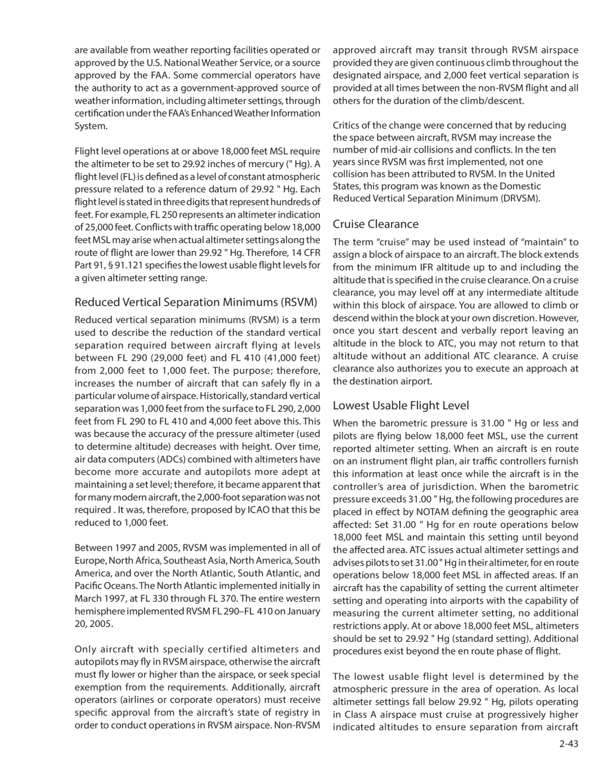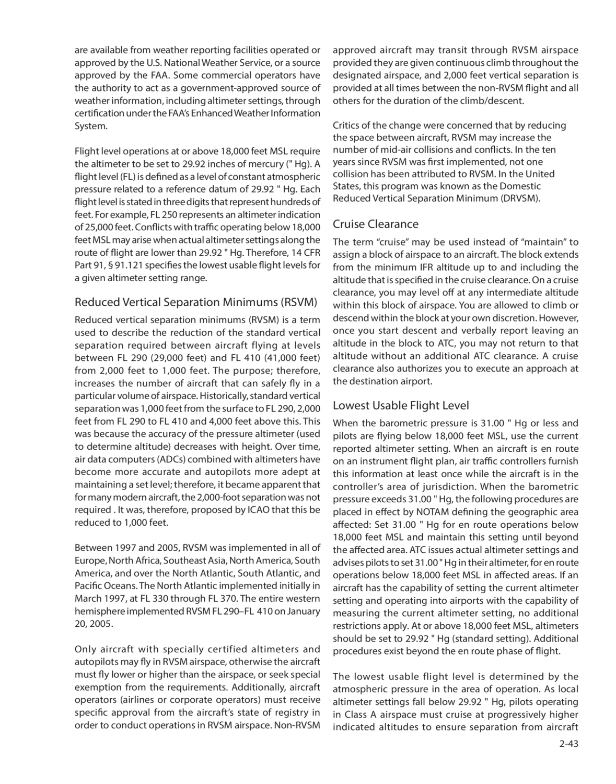When an aircraft is en route on an instrument flight plan, air traffic controllers furnish this information at least once while the aircraft is in the controller's area of jurisdiction. When the barometric pressure exceeds 31.00 Hg, the following procedures are placed in effect by NOTAM defining the geographic area affected. Set 31.00 Hg for en route operations below 18,000 feet MSL and maintain this setting until beyond the affected area. ATC issues actual altimeter settings and advises pilots to set 31.00 Hg in their altimeter for en route operations below 18,000 feet MSL in affected areas.